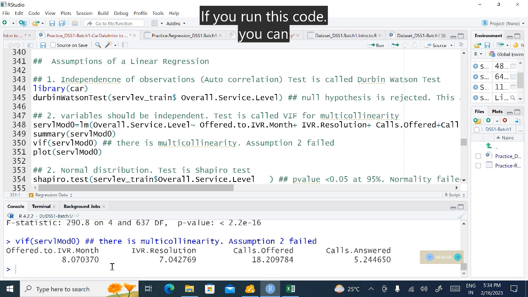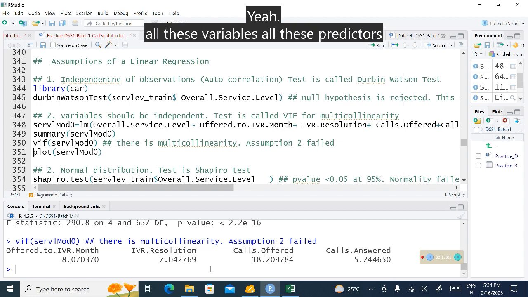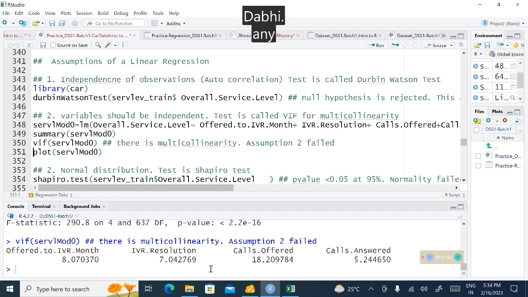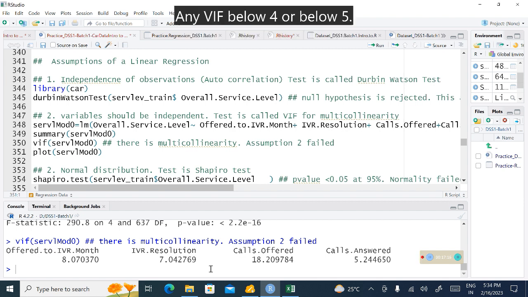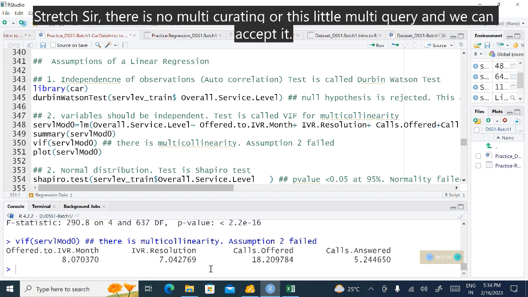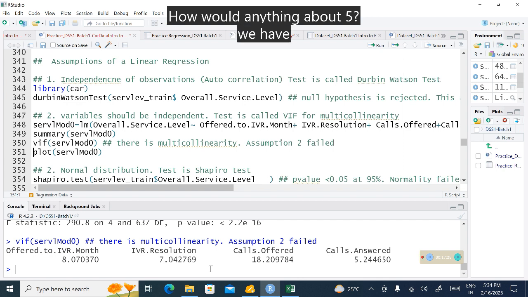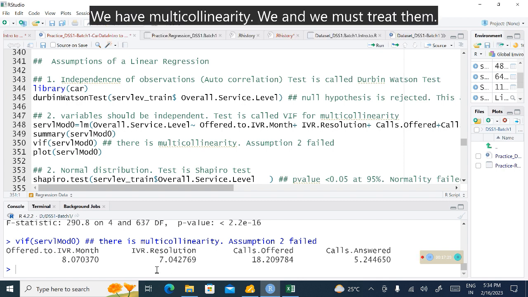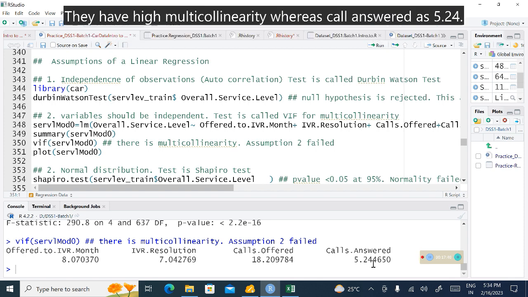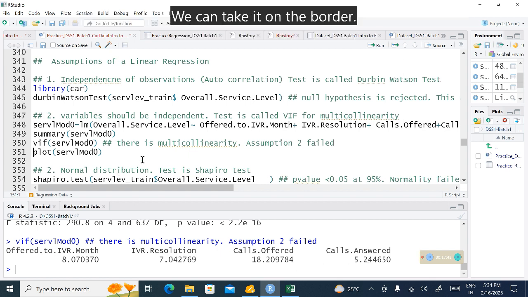So, under this VIF, if you run this code, you can see that all these predictors are above VIF 5. As a thumb rule, any VIF below 4 or below 5 states that there is no multicollinearity or little multicollinearity, and we can accept it. However, anything above 5 may have multicollinearity, and we must treat it. Here you can see 1, 2, and 3 have high multicollinearity, whereas call answered has 5.24, so we can take it on the border. So this assumption also fails.